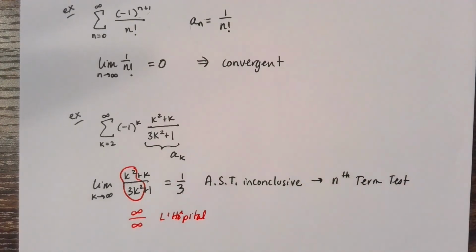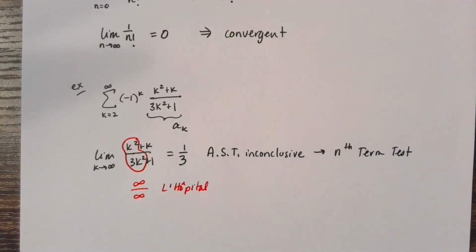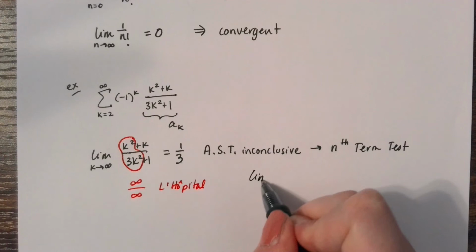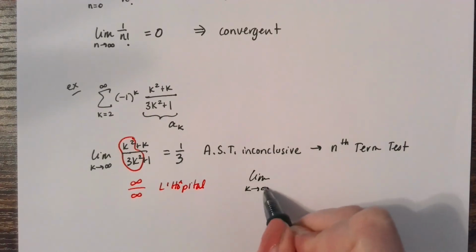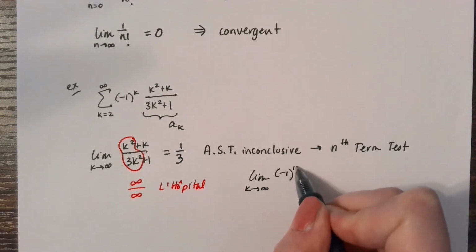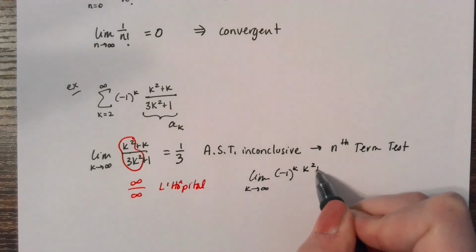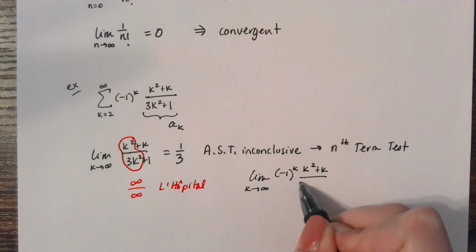Because our best guess at this point is that this series is divergent, and the nth term test can probably get us there. So for the nth term test, we want to consider the limit as k approaches infinity of the entire formula that creates these terms.